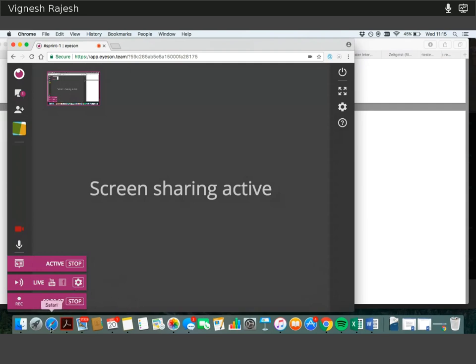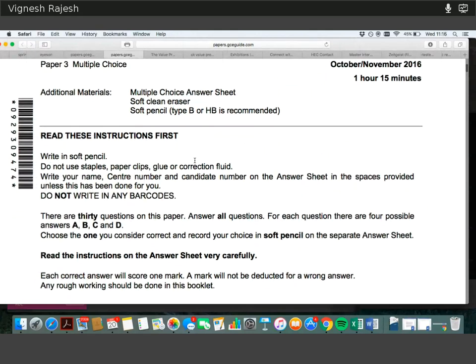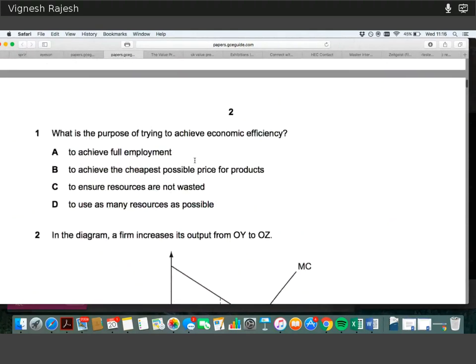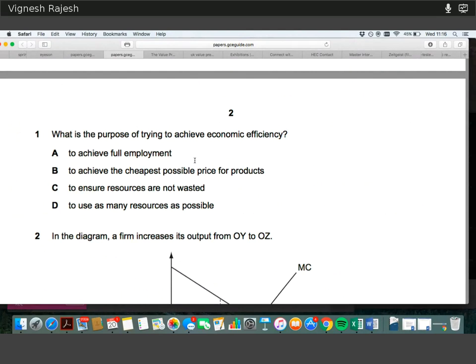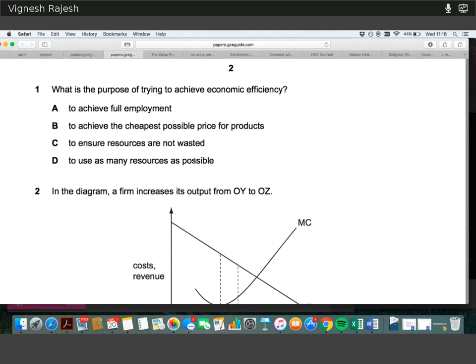Hi everyone. So today we're going to be looking at the October-November 2016 multiple choice paper. I hope you found this okay. I'll just do a brief 20, 30-minute run through each question, and let me know if you need any more clarification on anything further.